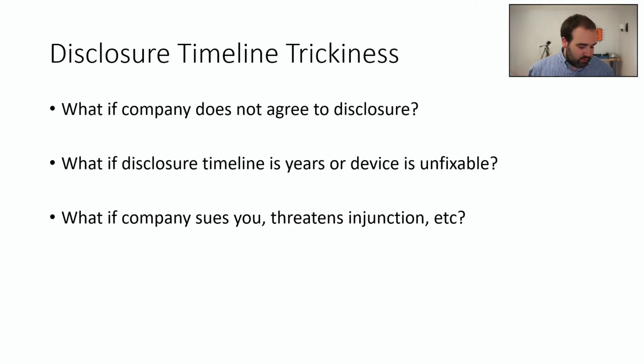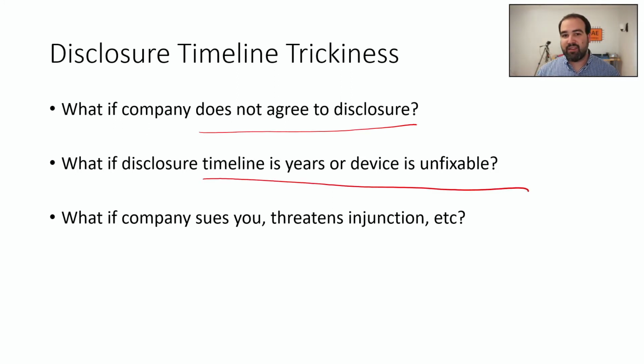Now this gets a lot trickier. This assumes everything worked really nicely. They agreed. What if they don't agree to the disclosure? So they just say, no, we never want you to tell anyone. This is often where injunctions or lawsuits get involved. What if the timeline is years, right? Or the device can never be fixed? So this typically loops back into this. And what if the company, because of the above, sues you, threatens injunctions, all sorts of stuff. So this is where things get, again, more complicated. And this is where we've ended up in real life. There's many examples of this.